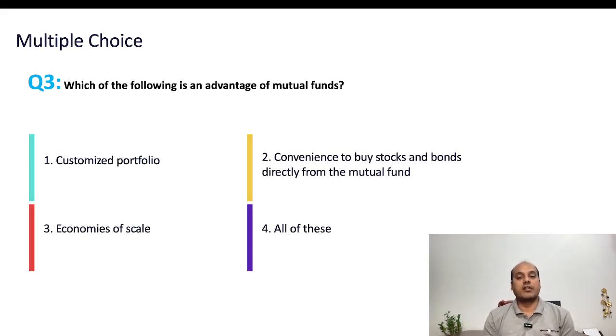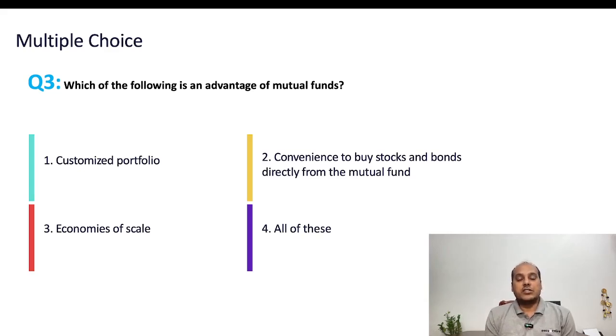Which of the following is an advantage of mutual funds? Customized portfolio is not an advantage, it is a disadvantage, because mutual funds offer the same portfolio for a number of customers who subscribe to a particular scheme. So let's say there is a fund called large cap fund. The mutual fund manager will create a portfolio of 30, 40 or 50 stocks and some debt and money market securities, and this will be applicable to all the investors who are investing there. So customized portfolio is not an advantage for mutual funds.